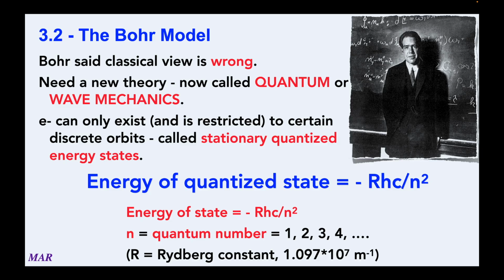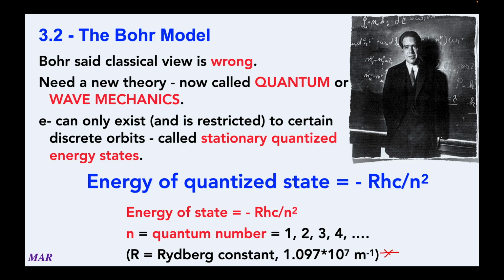And in this new model, there were some really new, revolutionary ideas. One is that electrons can only exist in, and are restricted to, certain orbits. They called them stationary or quantized energy states. And they were able to determine a model for how this works out. The energy of these quantized states is minus RHC over n squared. R is called the Rydberg constant. There's the value for it.